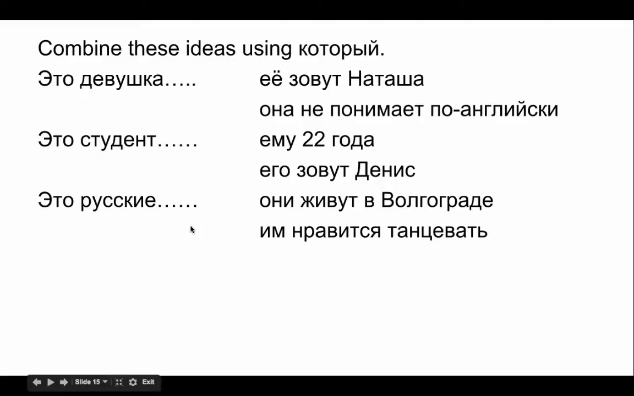Это русские. Они живут в Волгограде. Это русские. Им нравится танцевать. These are Russians. They live in Volgograd. These are Russians. They like to dance. To make it more sophisticated, we'll say, these are Russians who live in Volgograd. These are Russians who like to dance. See if you can figure out what the answers will be. How will we replace the repeated element with который? Maybe pause and try it.